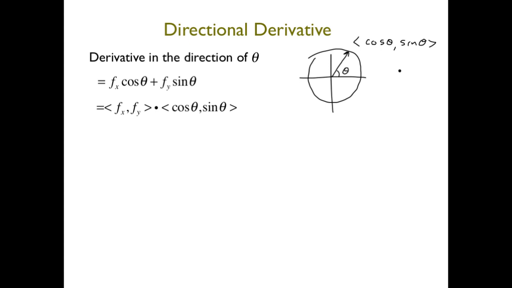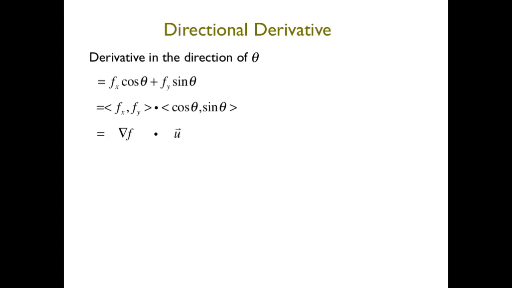Okay, so that first vector, when you take the partial derivatives and make a vector out of them, is called the gradient vector. Gradient uses this del symbol, so you say del f. Del f is the gradient vector. It's the vector made up of the partial derivatives. And then cosine theta, sine theta is a unit vector, so we call it u. That always has length 1. And that u is the direction in which we're interested in finding the rate of change.